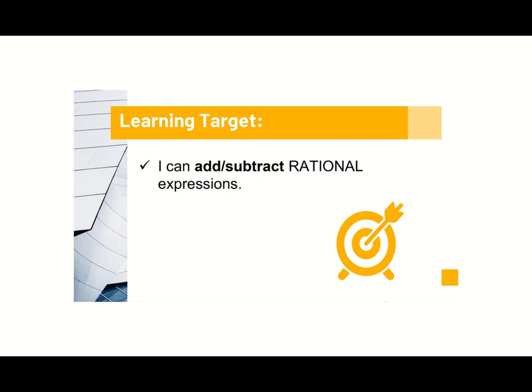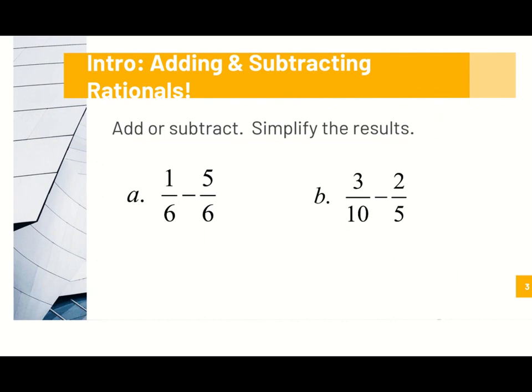So we are going to look at basic fractions because our basic fractions lead into how we're going to be doing this with rational expressions, with polynomials in the numerator and the denominator. So our rules for adding and subtracting rationals come from our rules of adding and subtracting basic fractions. If I want to add or subtract a fraction, they have to have common denominators. So if I'm going to add or subtract rationals, which is polynomials as a fraction, they have to have common denominators. So for A, we have 1/6 minus 5/6.